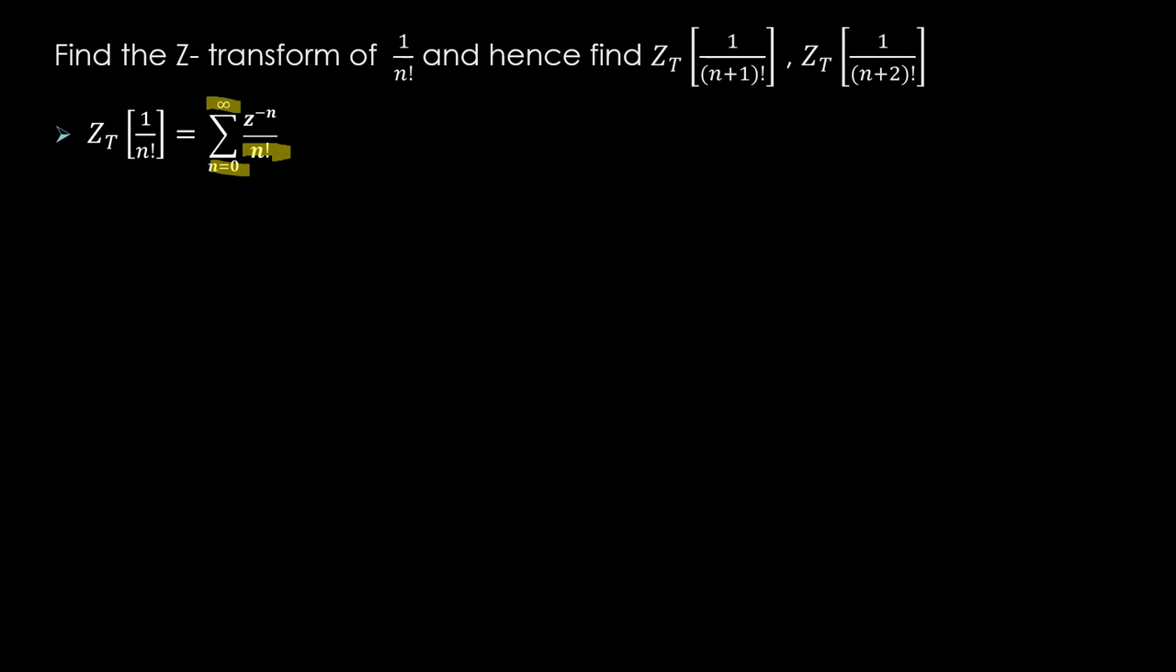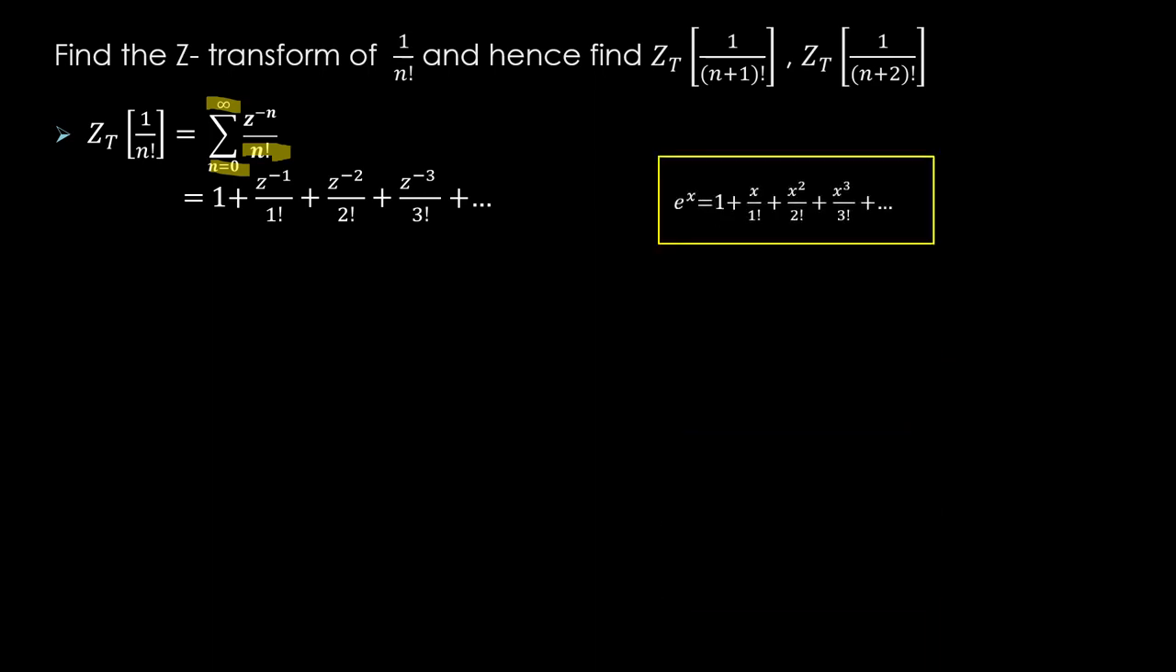Give the values for n. For n equal to 0, the first term is 1. For n equal to 1, the second term is z to the power minus 1 by 1 factorial. For n equal to 2, the third term is z to the power minus 2 by 2 factorial. For n equal to 3, the fourth term is z to the power minus 3 by 3 factorial, and so on. This is nothing but e to the power z to the power minus 1.